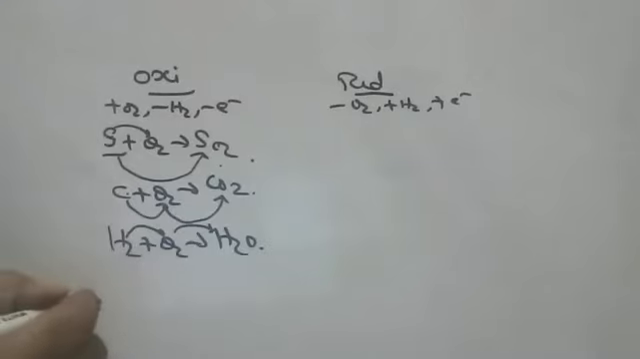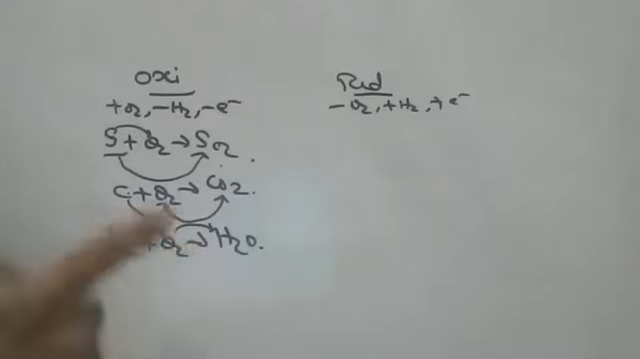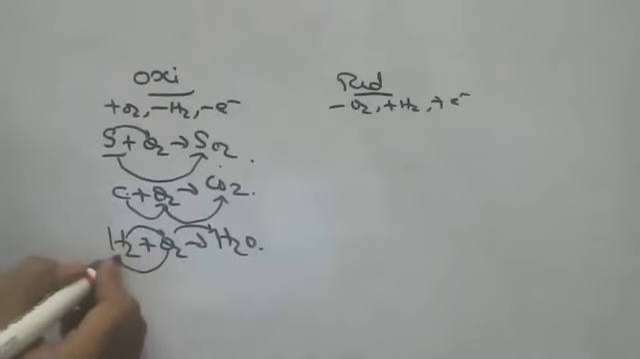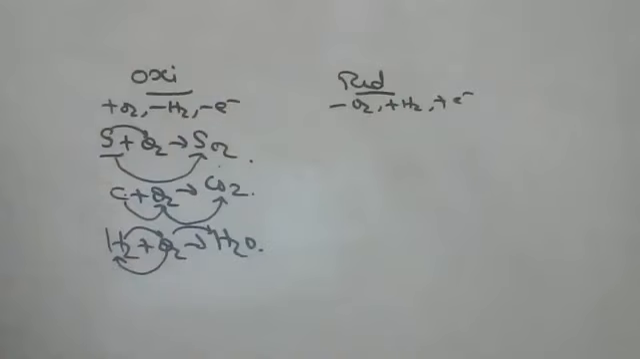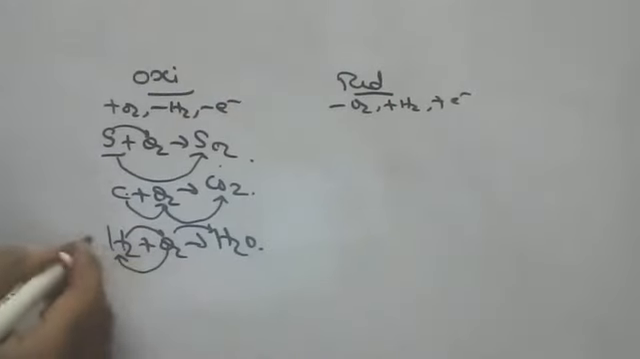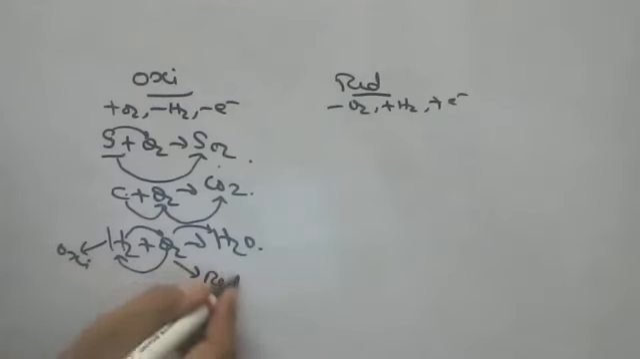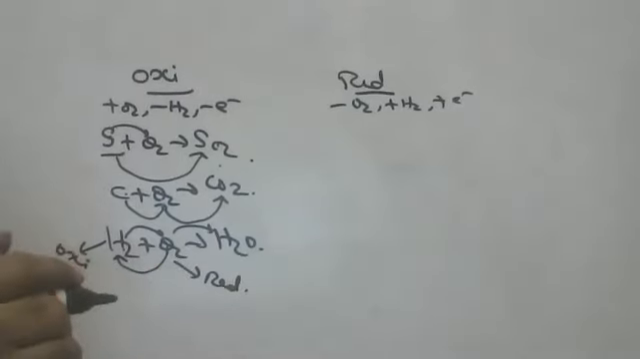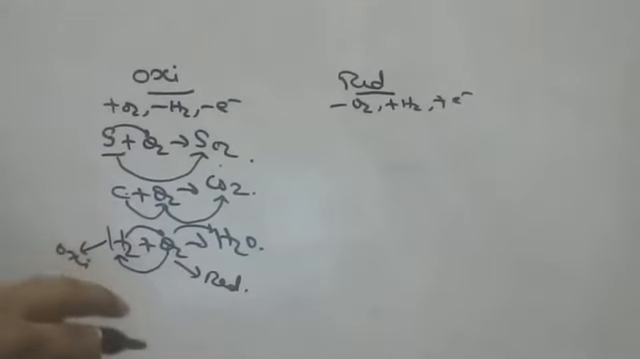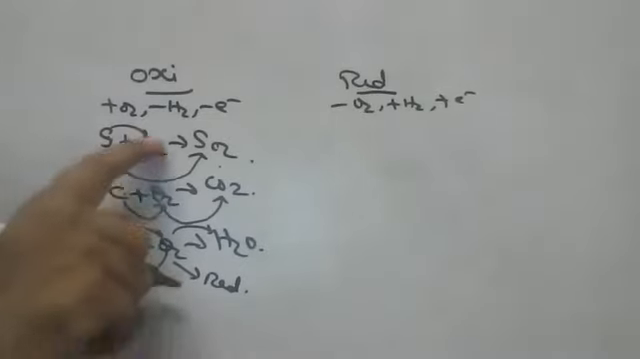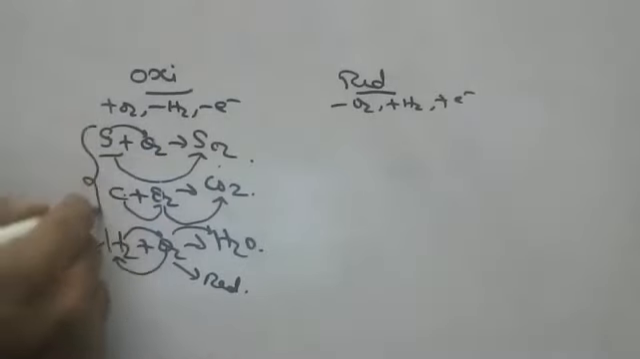Or by simple logic, I will say oxygen is reduced, because to oxygen we are adding hydrogen, and addition of hydrogen is called reduction. So oxygen is reduced, hydrogen is oxidized. So addition of oxygen in all of them is called oxidation.